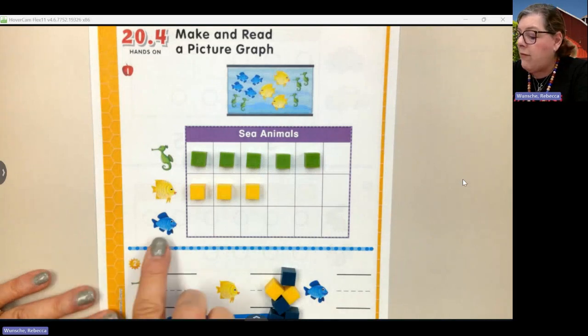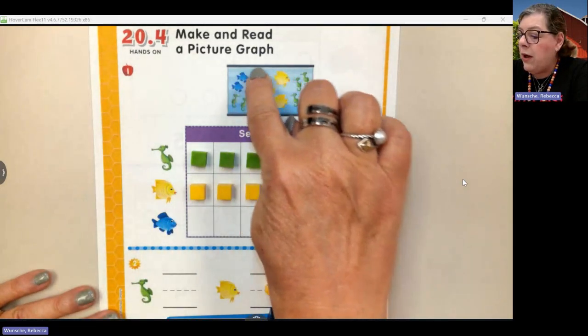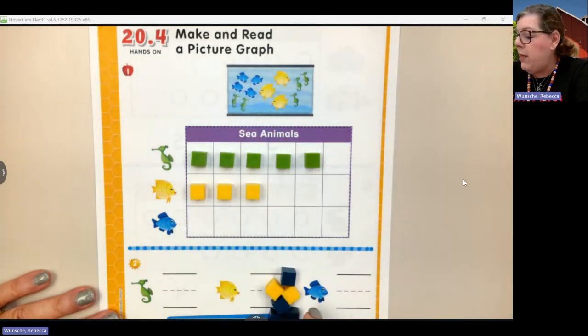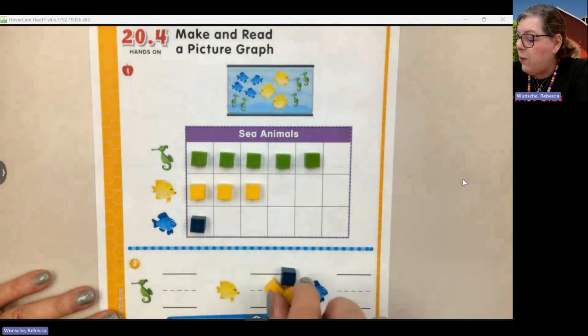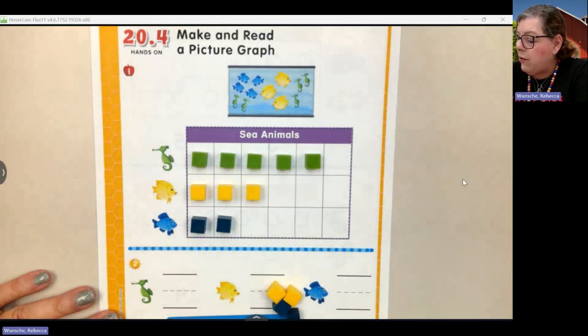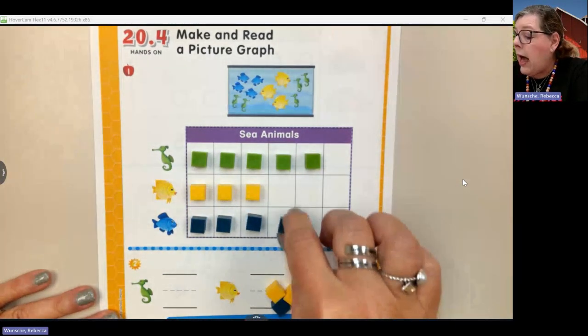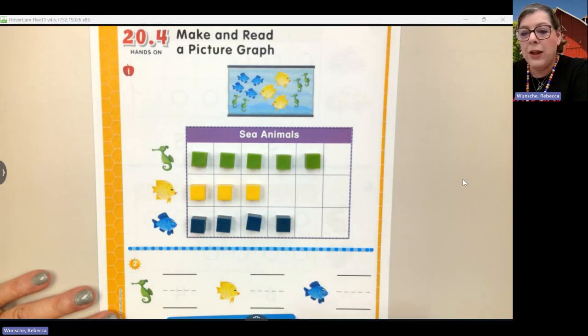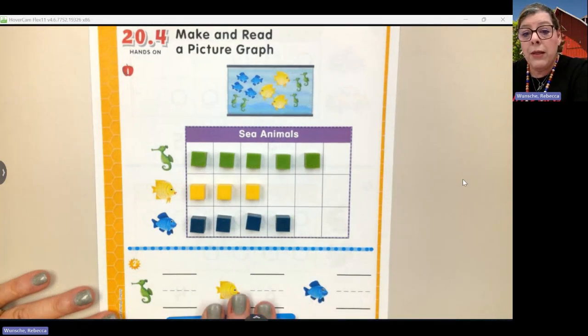And then finally, I have my blue fish. I see 1, 2, 3, 4 blue fish in my aquarium. So I'm going to graph that with 4 blue counters. Now, I can't keep these counters in my math book if I'm going to come back to this lesson at another time or look at this later for some other reason.